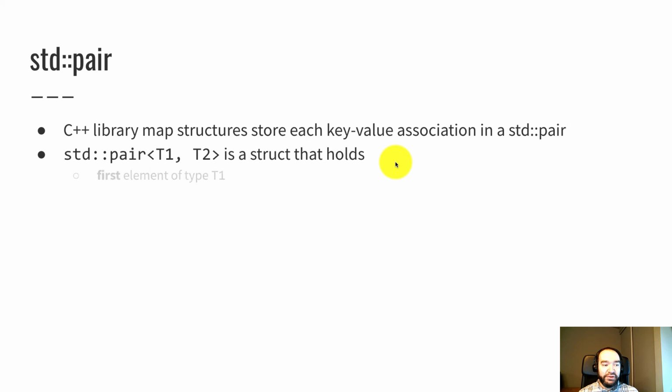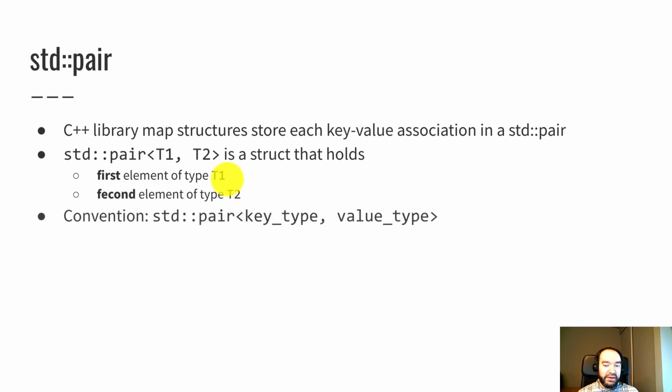And that's a struct that holds one element called first, of type T1, and a second element of type T2. The convention used for maps is that we store one association, like one row in that table, as a pair of the key type and the value type. So a given map will have a key type like string or int usually, and then a value type that's whatever you want. That's what you're associating with those identifiers.